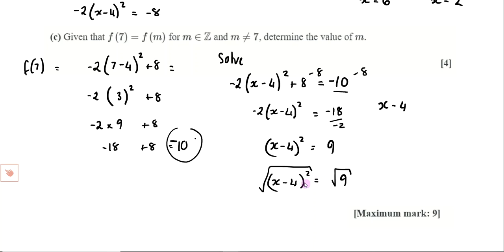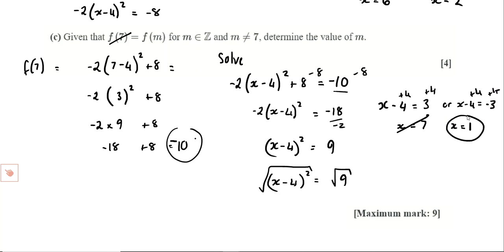So we've got x subtract 4 has to equal 3, or x minus 4 has to equal, what's the other square root of 9? -3. So we solve these, add the 4, and we get x must equal 7, that's the one we know about, so we can forget that one. So it must be this one. So we add the 4, and we get x must equal 1. So there's my other one, yeah? Determine the value of m. So m equals 1.